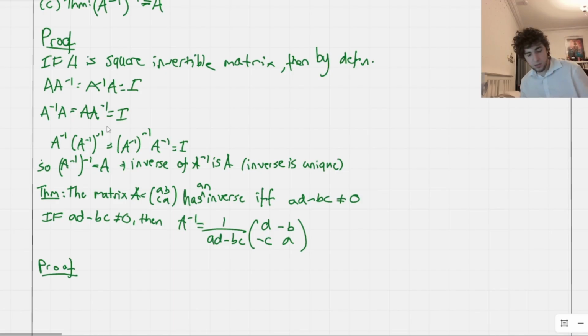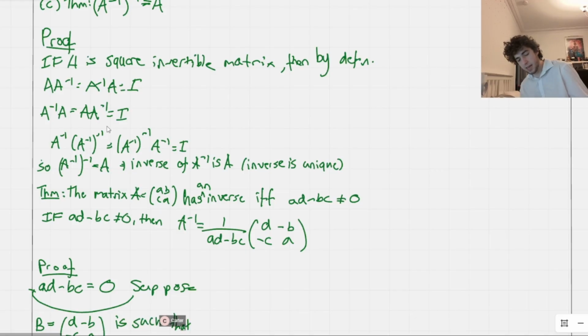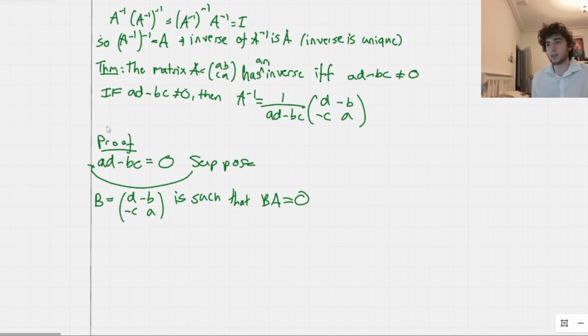So now let's suppose that AD minus BC is equal to 0. In that case, if I consider the matrix B, which is D, minus B, minus C, A, so it's just this part without the 1 over AD minus BC in front, and I multiply it by A, this matrix B is such that BA is effectively the 0 matrix. You can try that for yourself, but you are going to get it, because in this case, AD minus BC is 0.